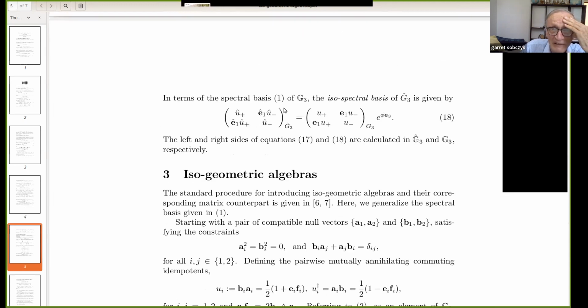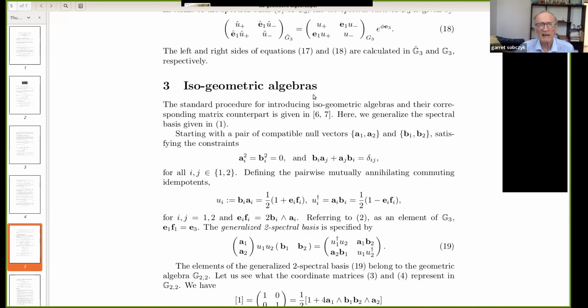Okay, I try to write down a corresponding basis in the isogeometric algebra in terms of the standard basis in G3. Now I'd like to talk about what I call isogeometric algebras, but a new way of looking at it. In this case, we take a pair of compatible null vectors, A1 and A2, and B1 and B2, which satisfy the same type of constraints that we saw on the first page.